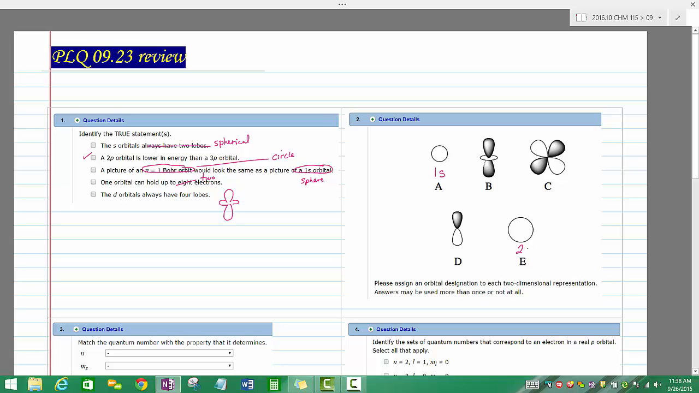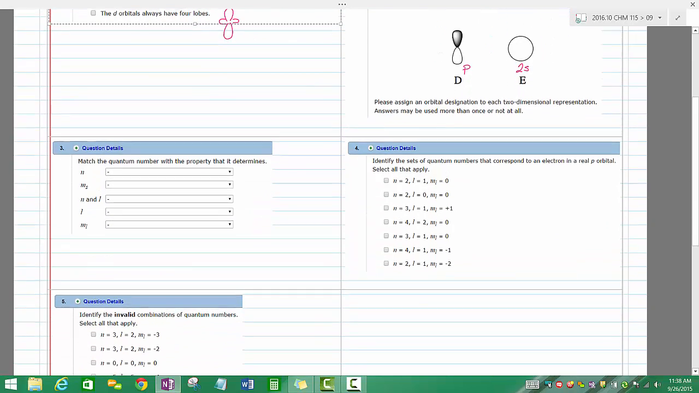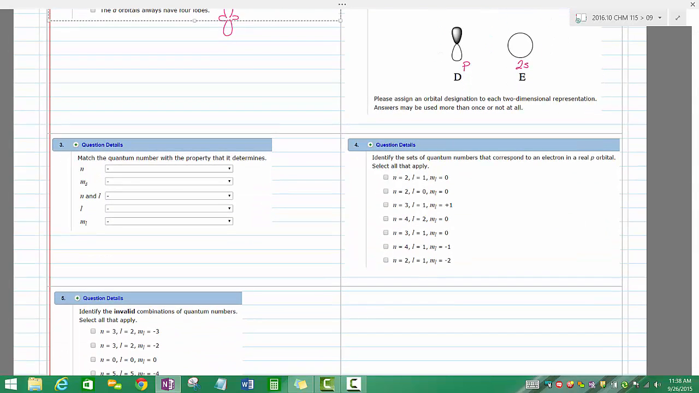E would have been best described as a 2s. D is a p orbital. And then both B and C are different types of d orbitals. Moving on to number 3. Match the quantum number with the property that it determines.